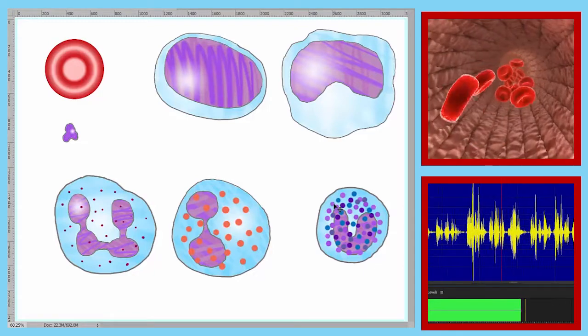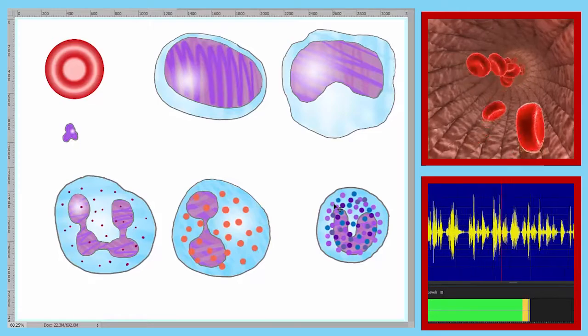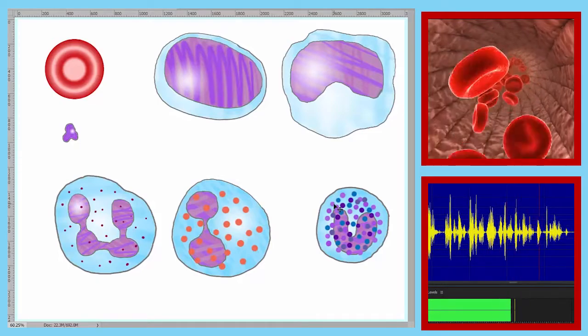In the next lecture, we will annotate this slide. So that concludes this lecture showing the structure of the formed elements. Hope you learned a lot.